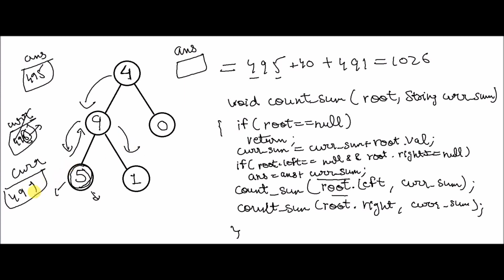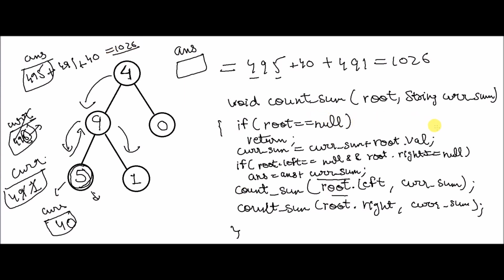So now 1 will be added here, and 1 is also a terminal node, so I will add this current to my answer. So answer will be this plus 491. Now since I have explored both the left and right subchildren of our current node, I will automatically retrace back to the previous calls where there was not 1, there was not even 9. Our current earlier was this. Now I will go to the right subtree and 0 will be added, and 0 is also a leaf node, so I will add this to my answer, and the answer comes out to be 1026.